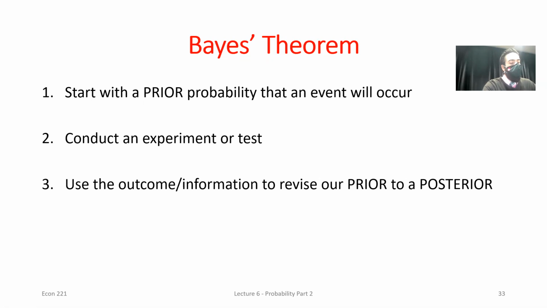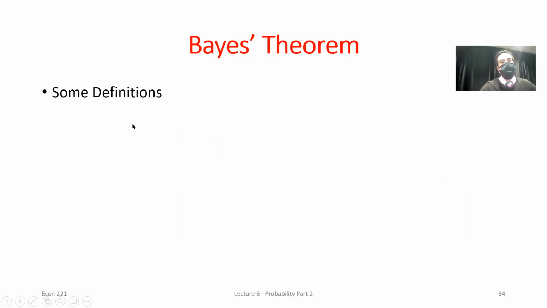So this would be like, I think that it's impossible, maybe, for somebody to jump 4 or 5 feet up in the air, whatever height I'm thinking about. So I think the probability is 0. I then see somebody do it. Well, I now have to update my probability. I still think it's probably very unlikely most people could jump that high, but I've seen someone do it, so now my probability has to be something other than 0, right? So we're just updating our probability based off the outcome of some experiment or some test, okay?